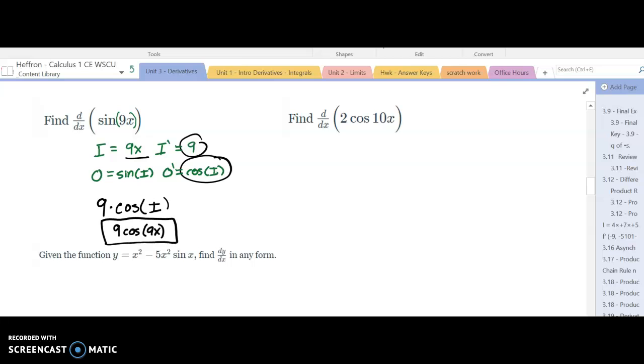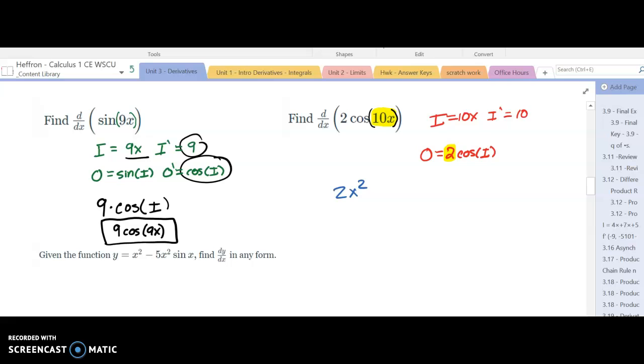Where in this case, 10x is the inner function. I prime is that same coefficient, or 10. O is 2 times cosine of I. And so this is just a constant. We can think of it as 2x squared.